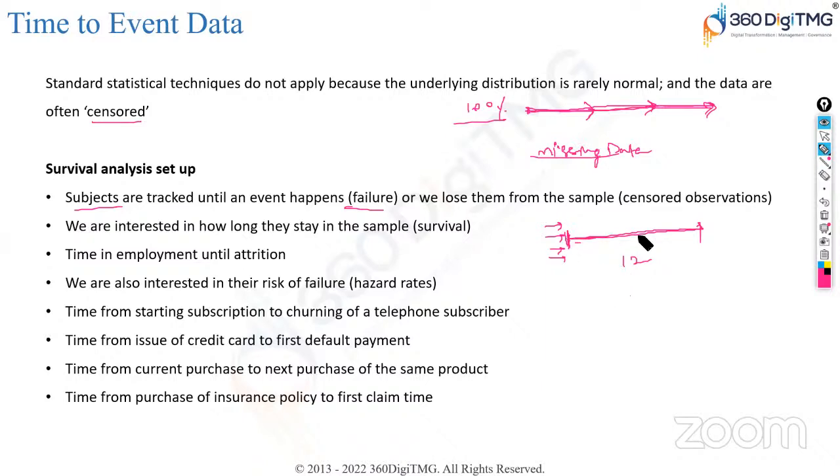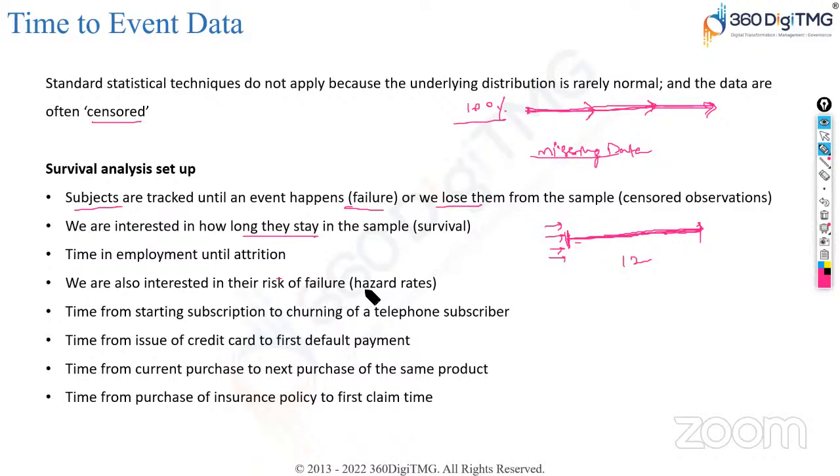So in 1 year, how many people are resigning at what rate? Some people will resign early, some people will resign late, some people will not resign at all. So we are tracking the behavior of these employees with respect to the event. Now, we will also have data which is lost from the study. So in this case, we call that censored data. So time in employment until attrition. We want to see how long the subject is staying in the sample.